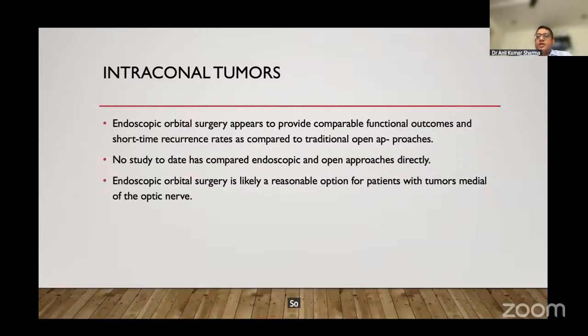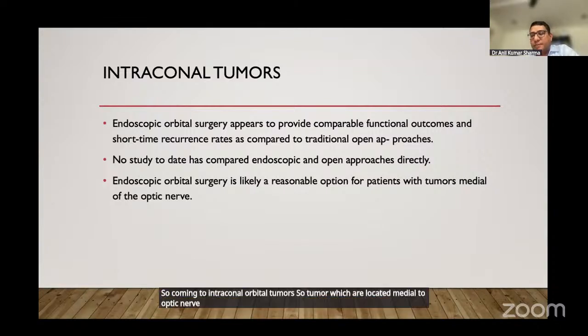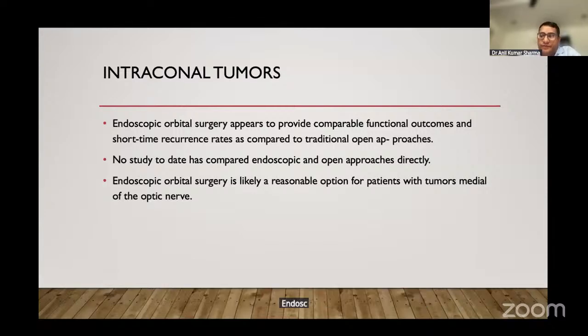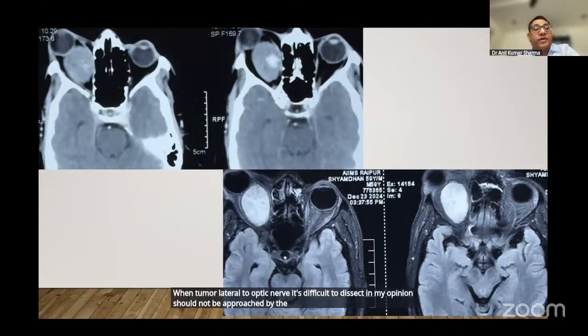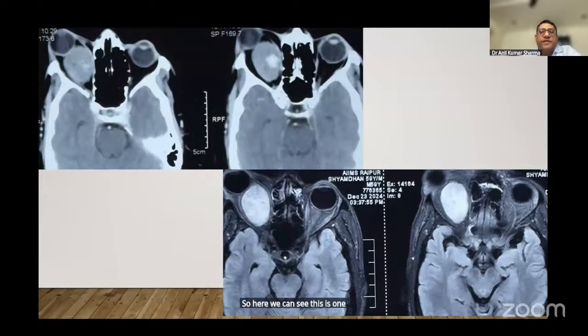So coming to intraconal orbital tumors. Tumors which are located medial to the optic nerve, and posterior, and when there is synchronous pathology, some paranasal sinus tumor that is extending to the orbit, these tumors are ideal candidates for the endoscopic approach. When the tumor is lateral to the optic nerve, it's difficult to dissect, and in my opinion it should not be approached by a purely endoscopic approach. So here we can see one cavernoma, a cavernous malformation.